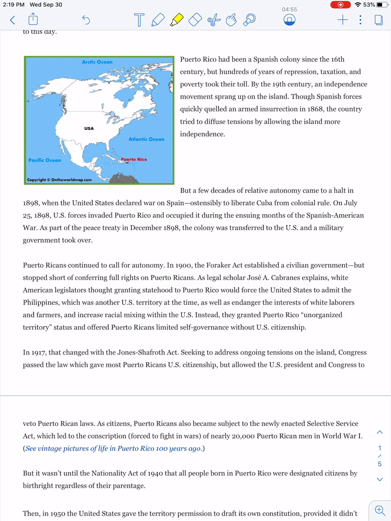Puerto Ricans continued to call for autonomy. In 1900, The Foraker Act established a civilian government but stopped short of conferring full rights on Puerto Ricans. As legal scholar Jose A. Cabranes explains, white American legislatures thought granting statehood to Puerto Rico would force the United States to admit the Philippines, which was another U.S. territory at the time, as well as endanger the interests of white laborers and farmers and increase racial mixing within the U.S. Instead, they granted Puerto Rico unorganized territory status and offered Puerto Ricans limited self-governance without U.S. citizenship.